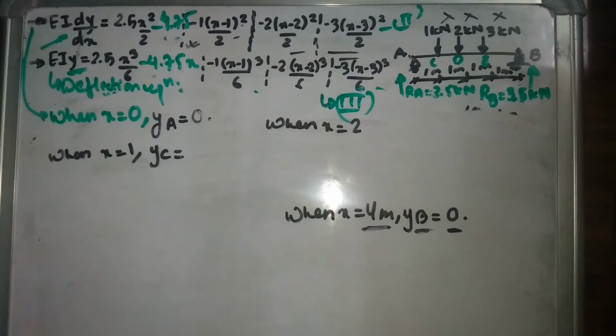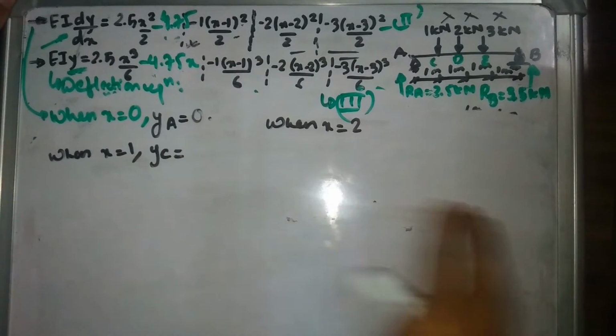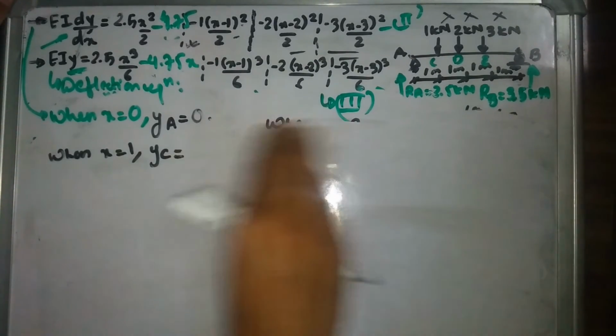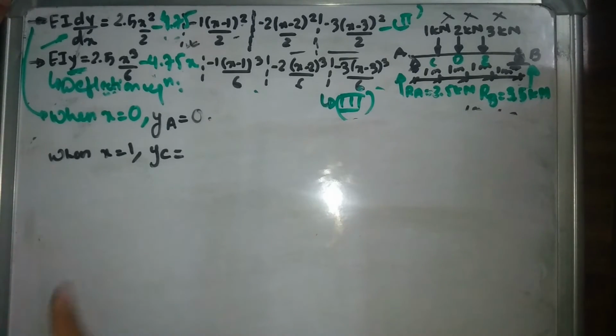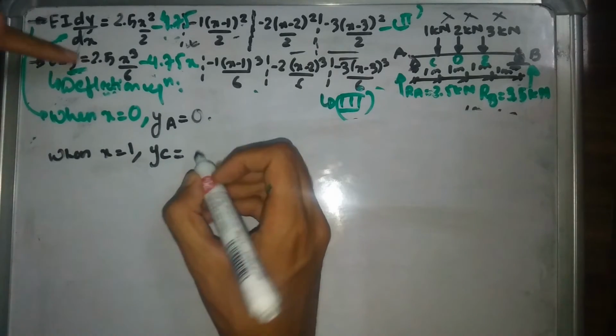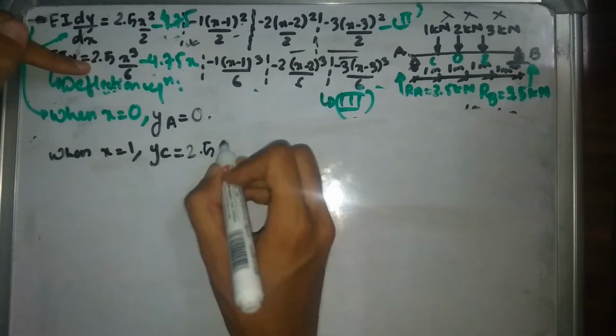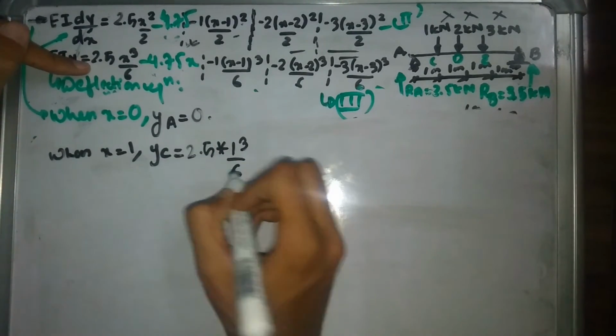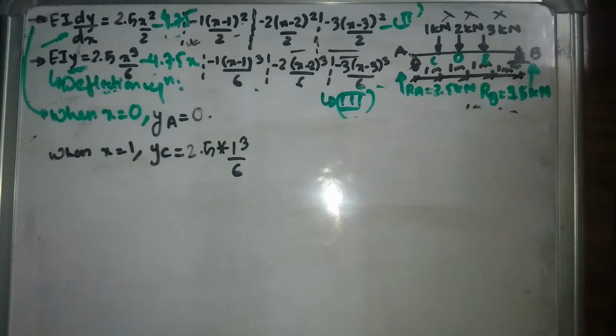So next we're going to get our deflections at C, D and E. Hopefully you have understood it for 4 meters as well. So let me now do firstly for 1 meter. When x equals 1, we reach yC. So what we're going to do is put our value of 1 instead of x. So 2.5 into 1 cubed divided by 6. So it's just a simple part.